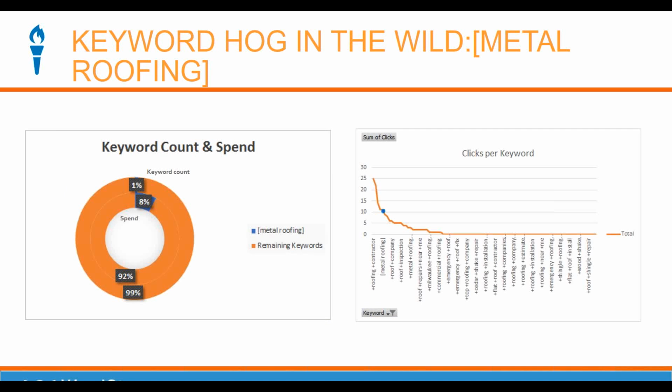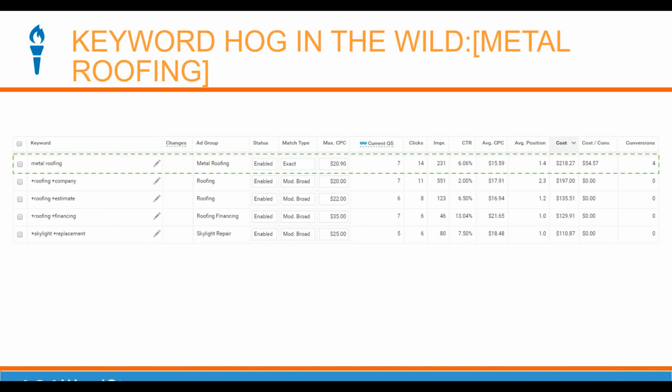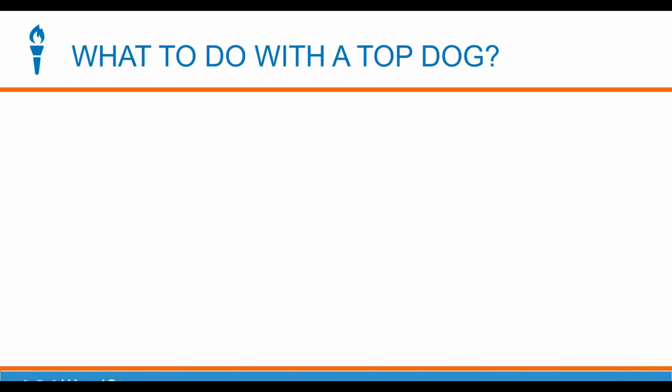So this keyword accounts for 1% of the keyword count, but it's hogging 8% of spend. So that's still disproportionate here. And when we drill down and we look at the performance, we actually see that this keyword is performing pretty well. So it has a CPA of 54.57, well under our campaign average, and it's actually pulled in 4 conversions, which is pretty good compared to the campaign average. So what do we do here? We have a couple of different options.